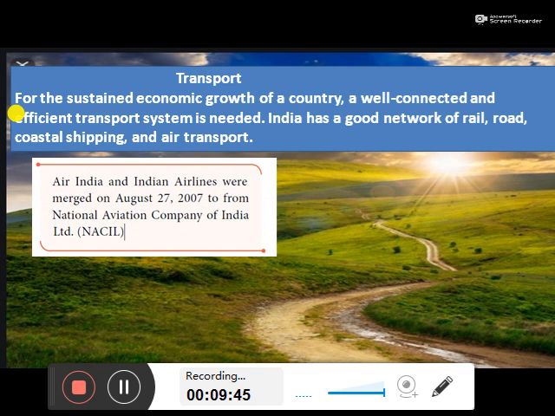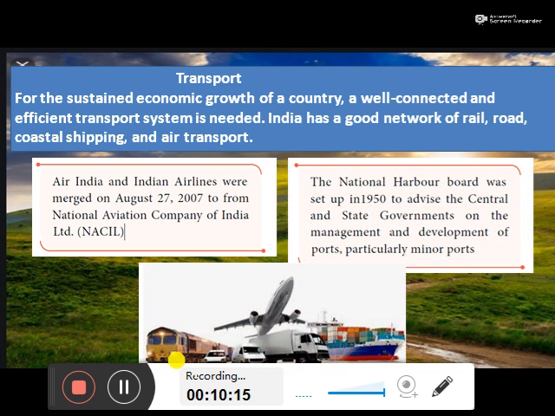Air India and Indian Airlines were merged into the National Aviation Company of India. This is one of the examples, and it's available in the book also. Just additional information for you: the Indian Railways provides Wi-Fi facilities, and the first India National Harbour Board was set up in 1950. These additional details help in understanding the effectiveness of Indian transport systems.